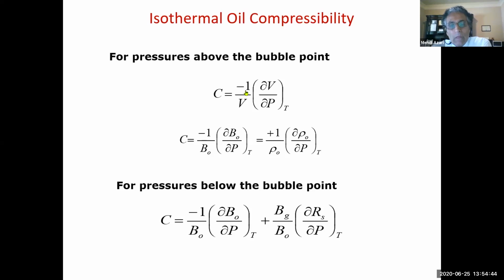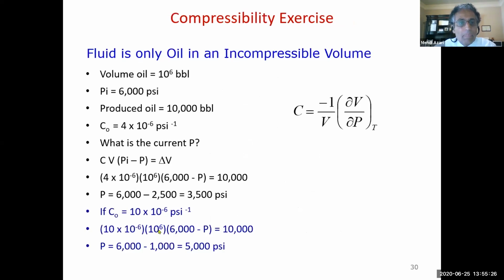It's that easy. If you write this equation in terms of BO, because BO is also volume, you get this equation. If you write it in terms of density, because mass stays constant, if you multiply by mass, then you can convert it to density. So this is above bubble point, which is a single phase liquid. If you go below bubble point, now you have two sections. One is related to oil, which is this part. The other one is related to gas, so this is the part related to gas-oil ratio, Bg and Bo, the formation volume factor of oil and gas.